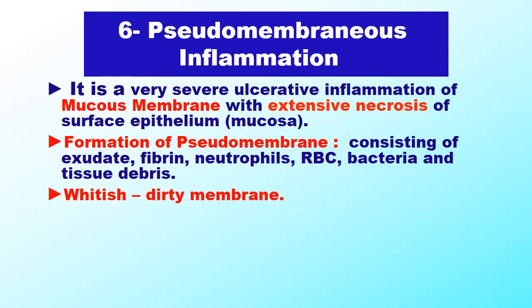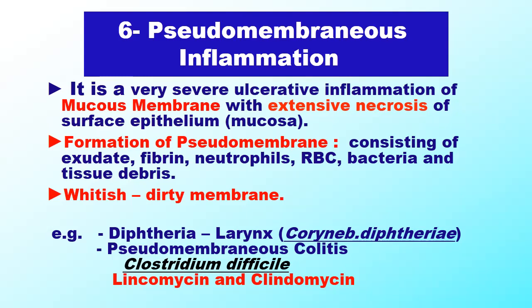Sixth, pseudomembranous inflammation. It is a very severe ulcerative inflammation of the mucous membrane with extensive necrosis of the surface epithelium or mucosa, and there is a formation of pseudomembrane, which is a whitish dirty membrane consisting of exudate, fibrin, neutrophils, RBC, bacteria, and tissue debris.